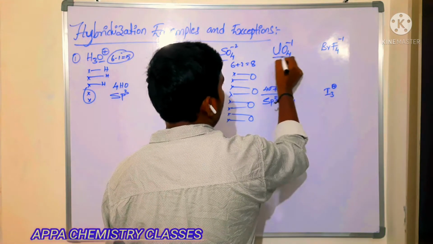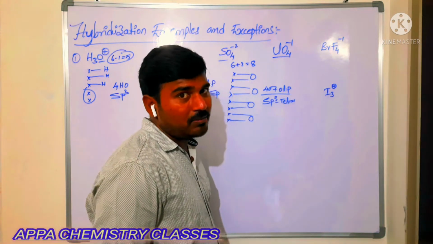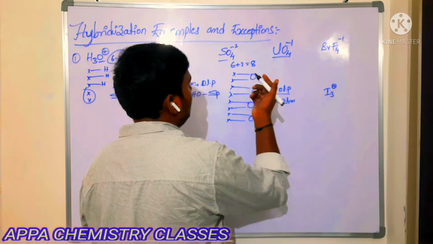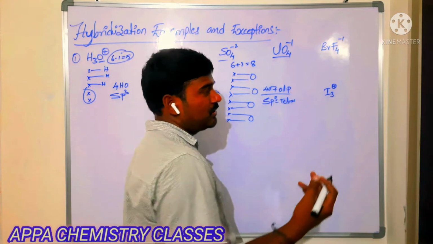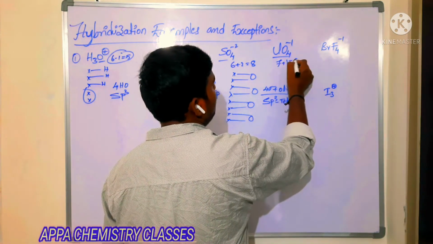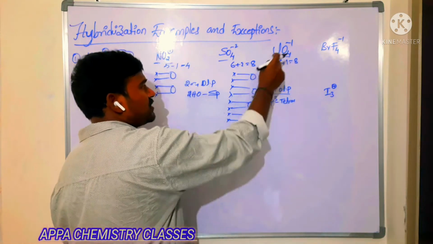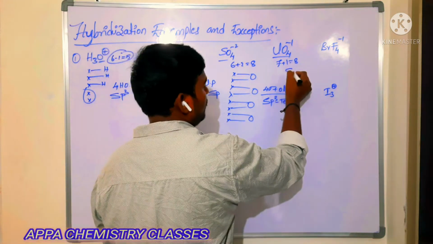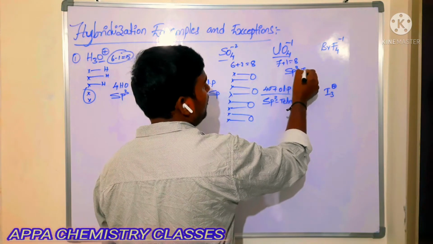Now ClO4 minus 1. Perchlorate ion. Perchloric acid we had seen. Perchlorate ion. So chlorine belongs to the 7th group. 7 plus 1, in the sense 1 electron extra, that is 8. So 8 electrons, 8 dots, 4 oxygen. So you are going to get sp3 tetrahedral shape.